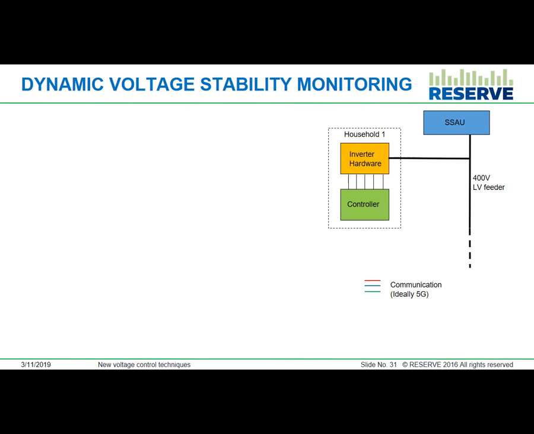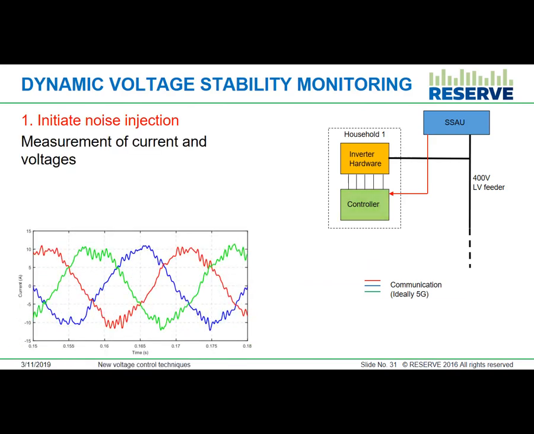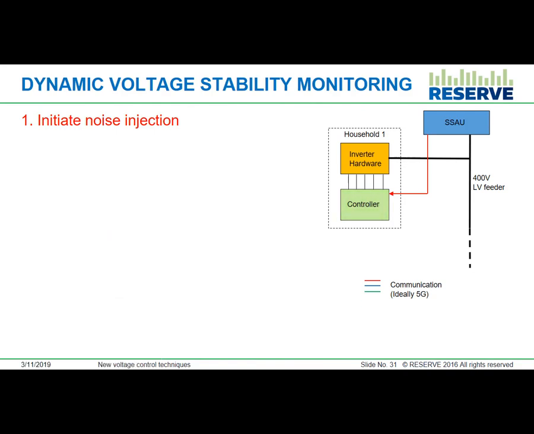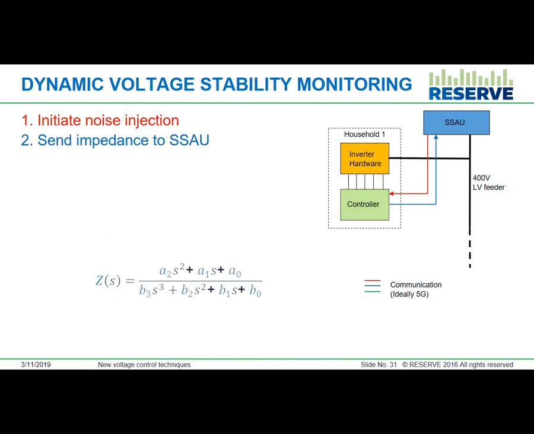We know that we first have to measure the impedance. The substation acts like a coordinator and asks the inverter to inject noise, and it does. This perturbs the currents and voltages in the small signal sense, then does the impedance calculation as seen by the inverter, and does curve fitting to get the transfer function of the impedance. It sends this transfer function, just the coefficients A2, A1 and so on, back to the substation.